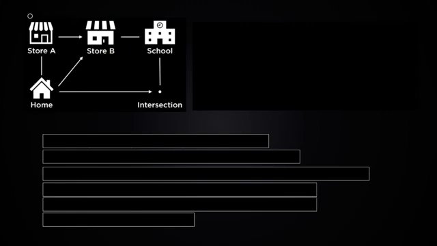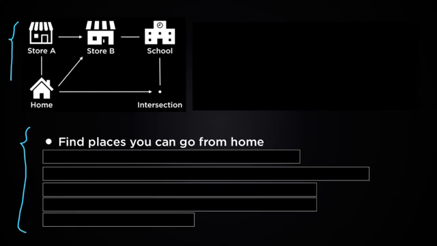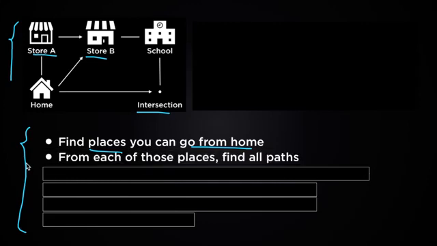So to make this strategy something a computer can understand easily, you might come up with a set of instructions like this one. First of all, find all the places you can go from home. So in this example, that's store A, store B, and then the intersection. And then from each of those places, find all the paths you can take from that place. So from store A, you can go to store B, and from store B, you can go to school, and from intersection, you can only go to school.